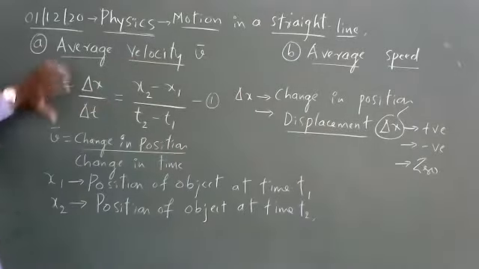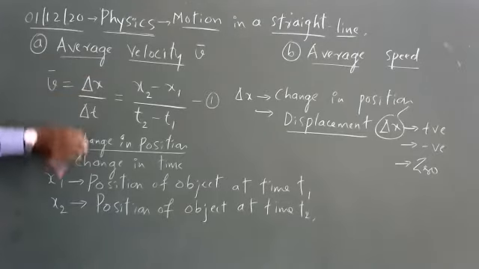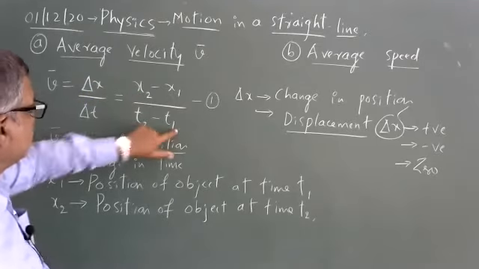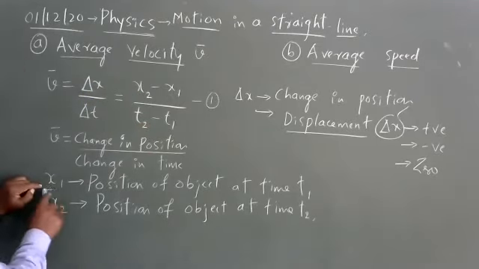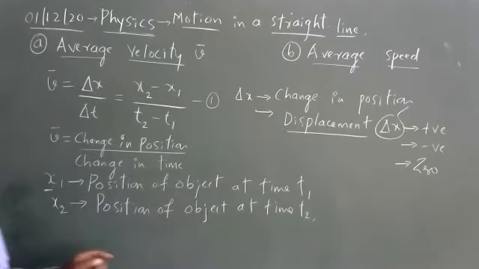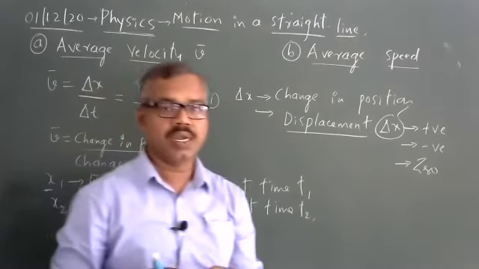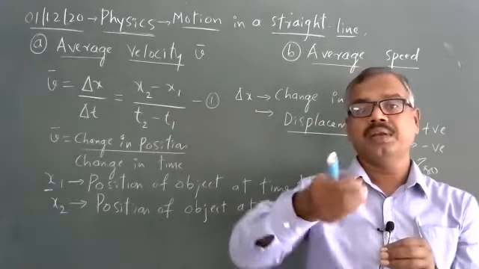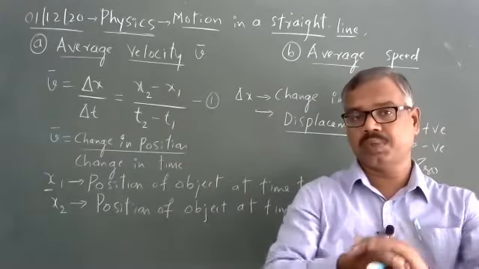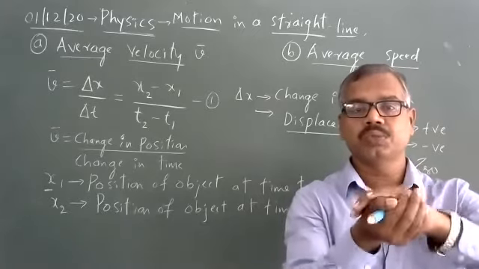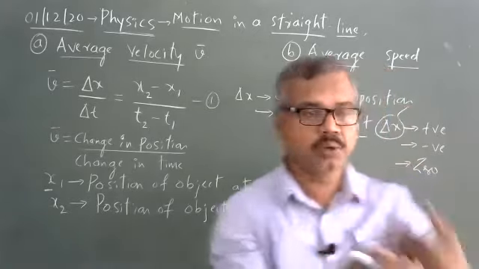What is average velocity? Average velocity is defined as change in position to change in time. Mathematically, it is written x2 minus x1 upon t2 minus t1. What is x1? x1 is a position of the object at time t1, meaning when the object is located at a particular time t1. x1 is a position of the object at time t1. What is x2? x2 is a position of the object at time t2.